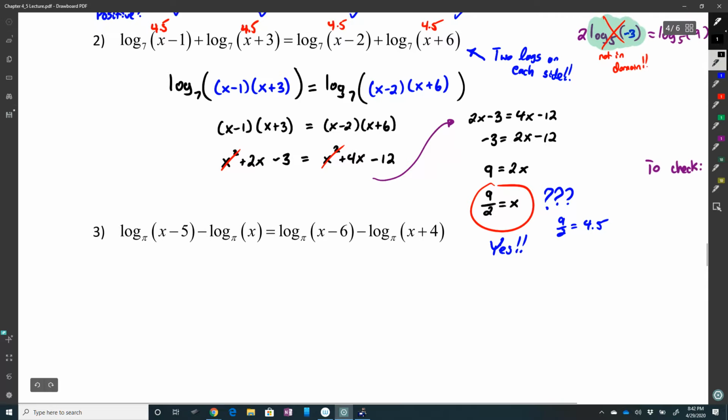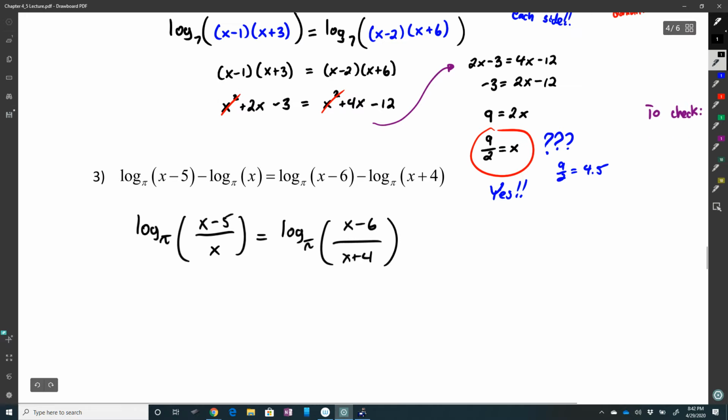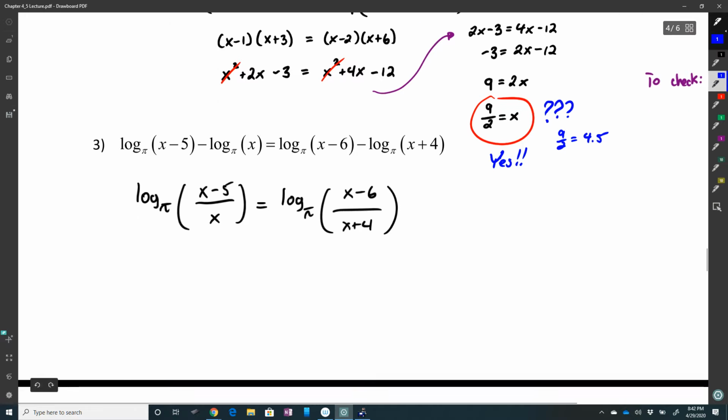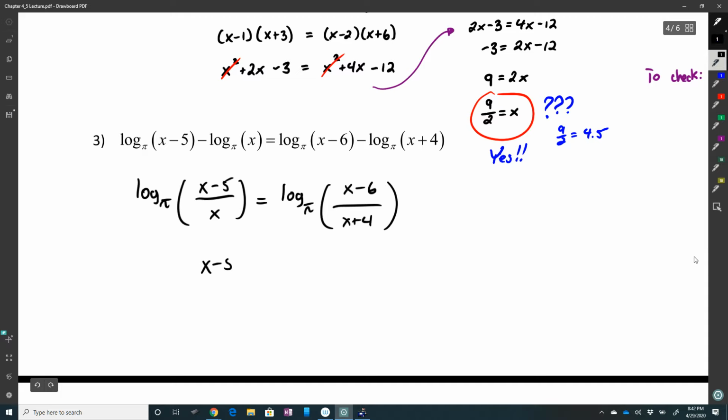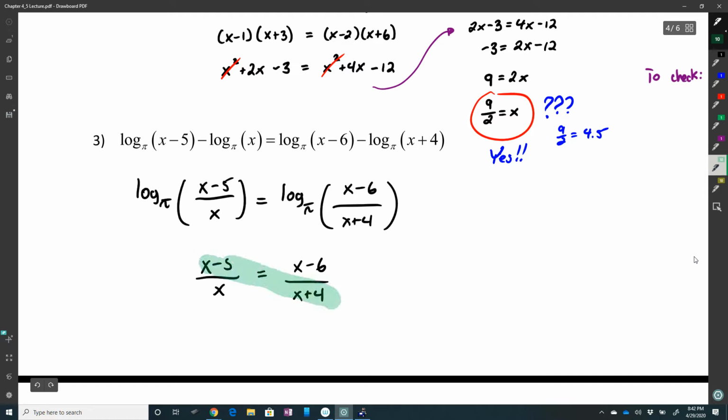So hopefully, from looking at the previous problem, the only difference is that they're minuses now. So I have log base pi of x minus 5 over x, equals log base pi of x minus 6 over x plus 4. And from there, the logs go away. So now you have a problem with no logs in it. We do our cross multiply. I know it's a bad word for me to say, but for the sake of time.